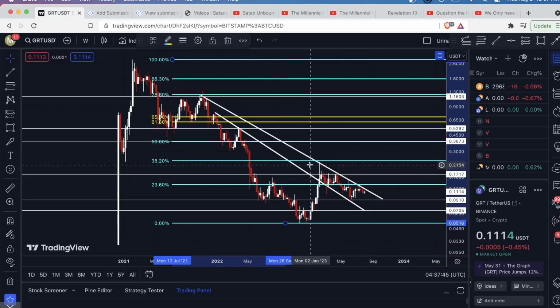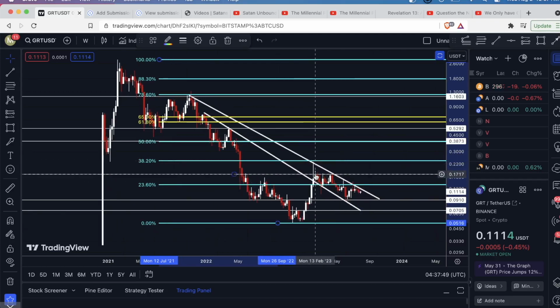The first level of significance for me is this 38.2, and you see that's basically where we wicked up to. So the price came up, and there was a lot of selling pressure right around here, people just waiting to short. And yeah, that's why you see this long wick rejection.